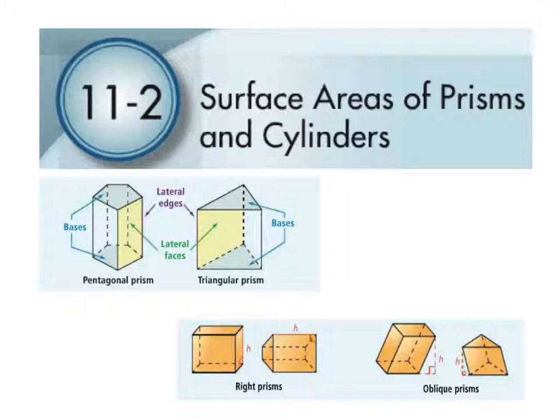Okay, this next one's a triangular prism because the bases are triangles. A right prism just stands straight up with a right angle, perpendicular to the ground. It can lay on its side and still be considered a right prism. An oblique prism is something that tilts off to the side. And we'll deal with some oblique prisms, but mostly we'll be dealing with right prisms.